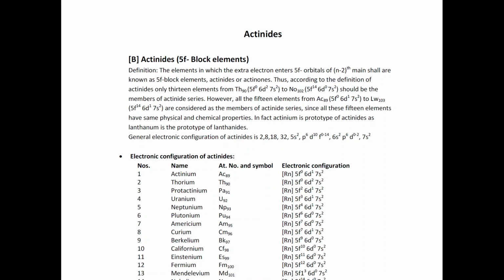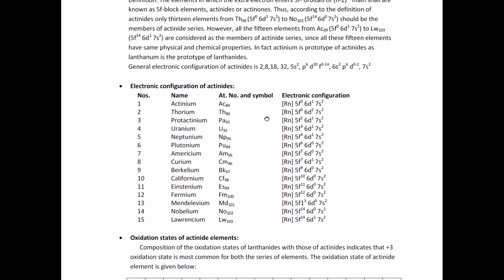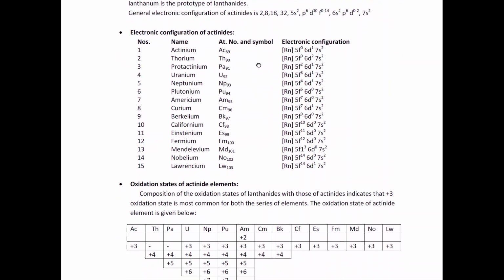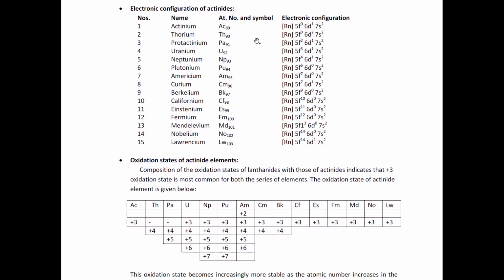The general electronic configuration of actinides is [Rn core] 5f0-14 6d0-2 7s2. For actinium it is 6d1 7s2, thorium 6d2 7s2, and then protactinium, uranium, neptunium, plutonium, americium, curium, berkelium, californium, einsteinium, fermium, mendelevium, nobelium, and lawrencium.